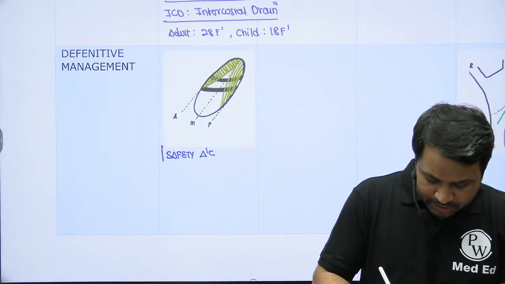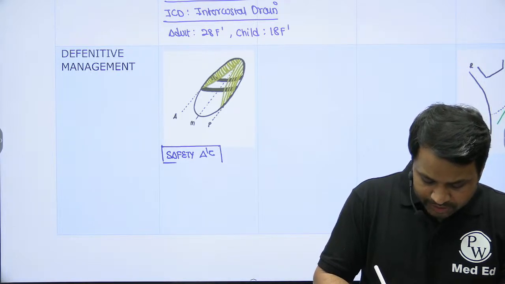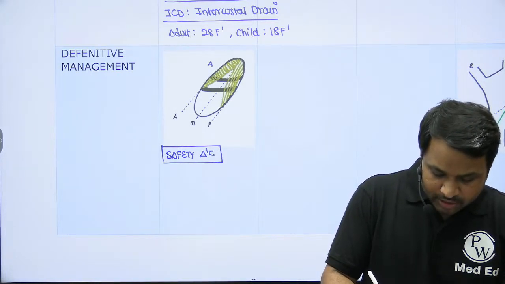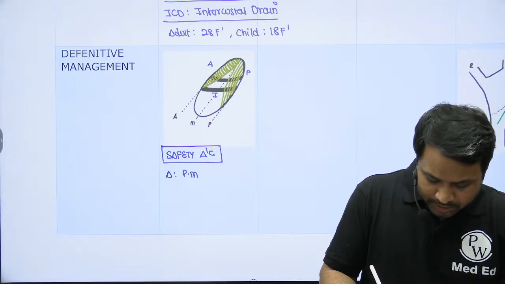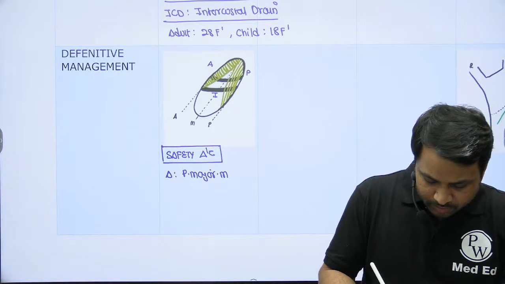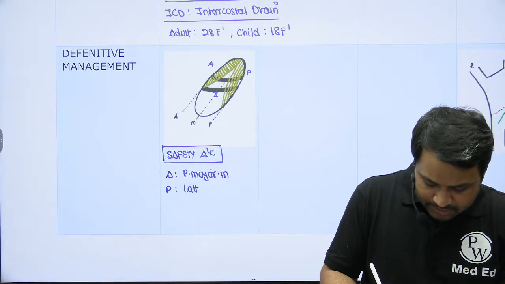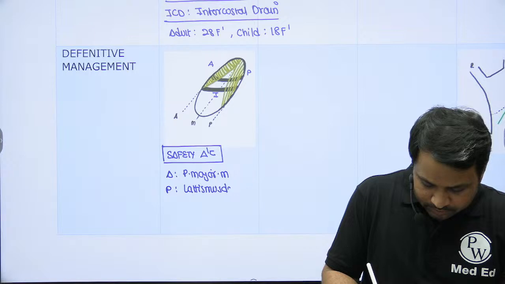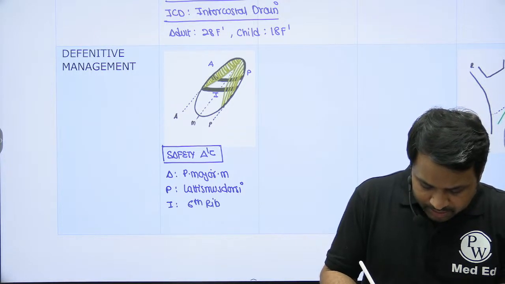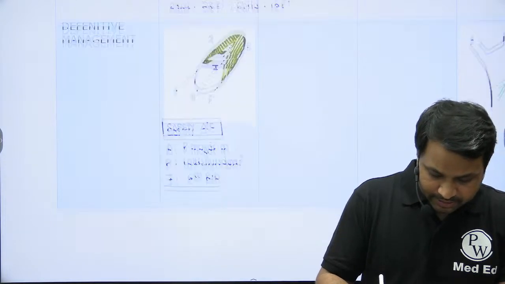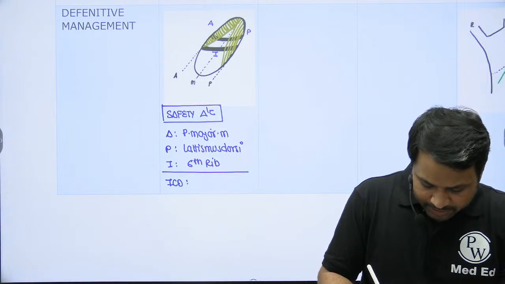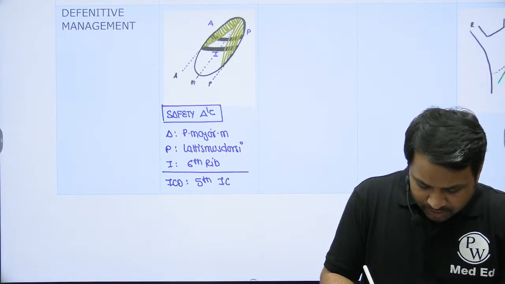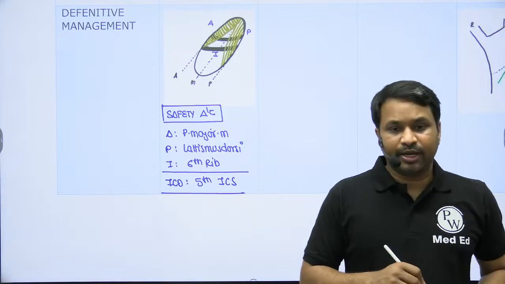The safety triangle is the safe site for insertion of the ICD. So you have the anterior border, the posterior border, and the inferior border. Anteriorly, it is formed by the pectoralis major muscle. Posteriorly, it is formed by the latissimus dorsi. Inferiorly, it is formed by the sixth rib. And the site where you would put the ICD: the ICD will be placed in the fifth intercostal space.